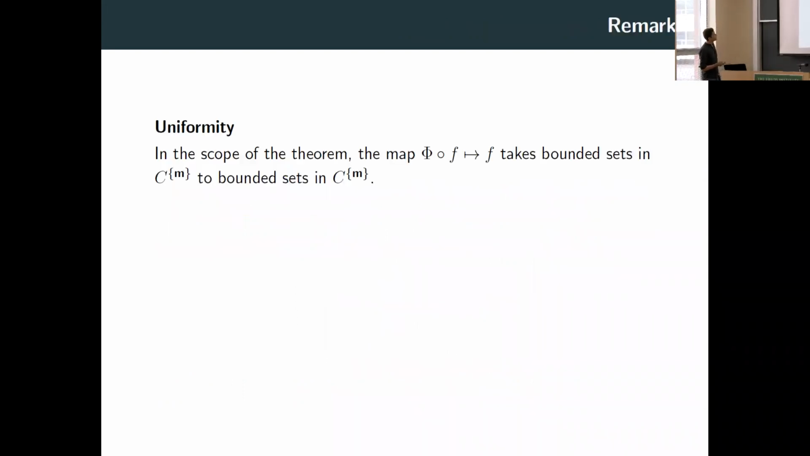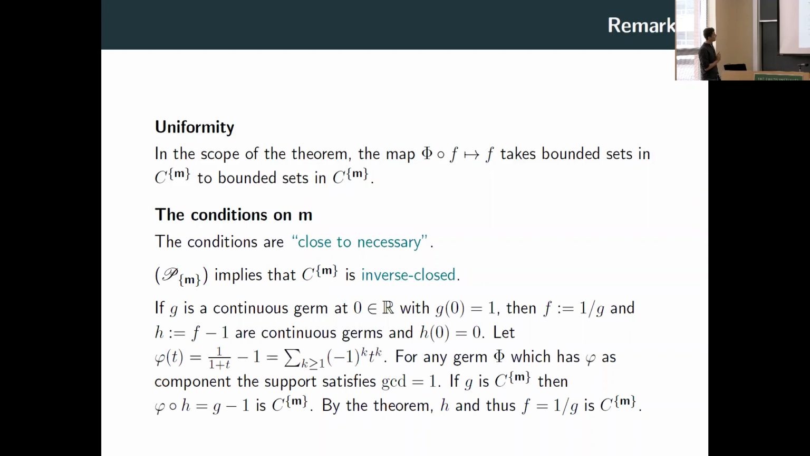Okay, let me end with, yeah, you have uniformity as before. Let me not go into that. The result is also close to necessary. I mean, the conditions on M cannot be improved much. That's my point here. Let me not go into that too much.